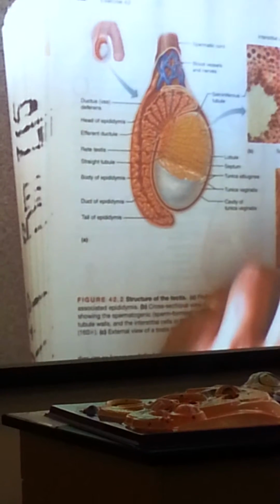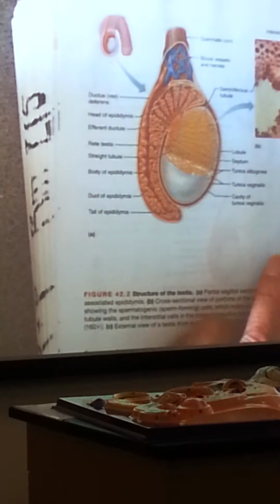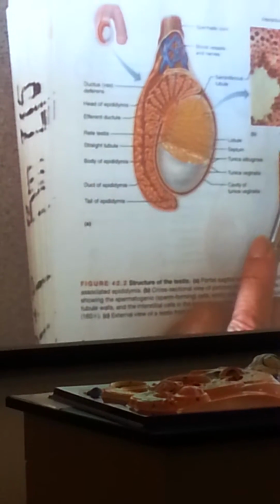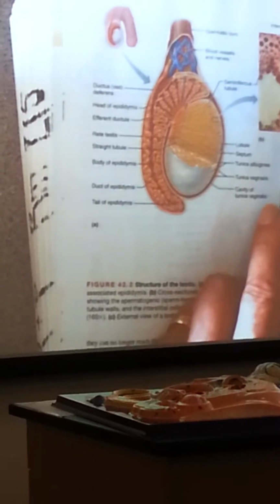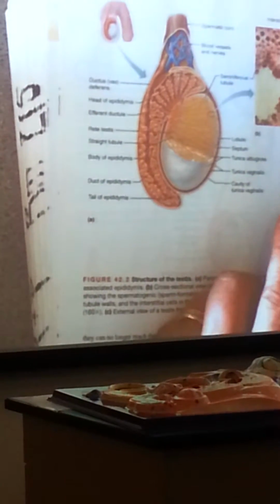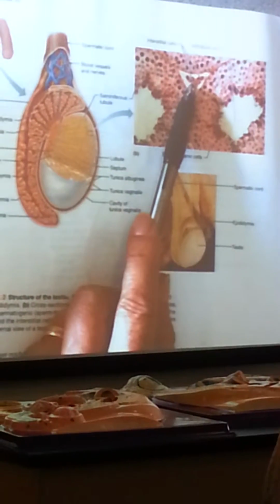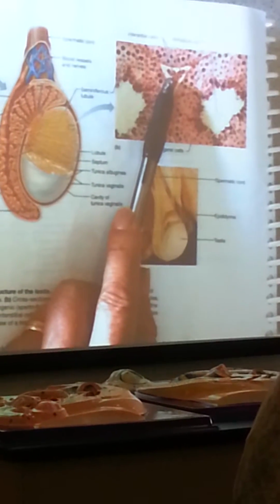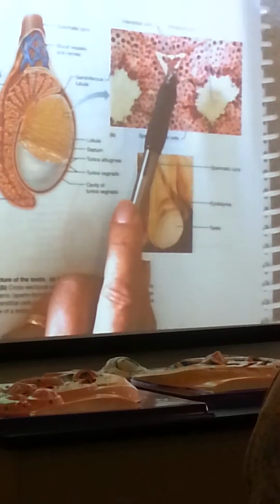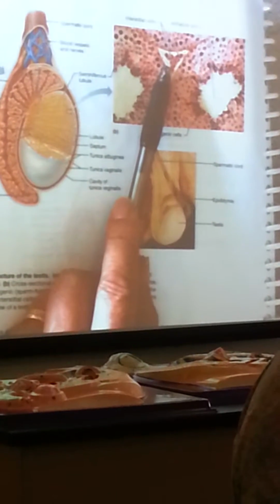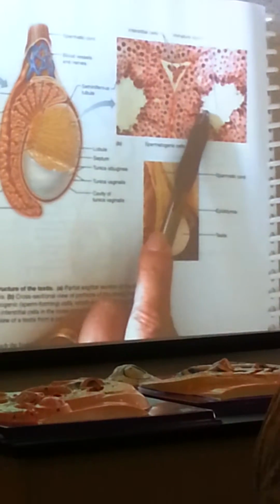Here is the seminiferous tubule. The spermatogonia are on the outside. The sperm wind up on the inside of the tubule. This is the sustentacular or Leydig or interstitial cells right through here. This makes testosterone. And sperm end up here.